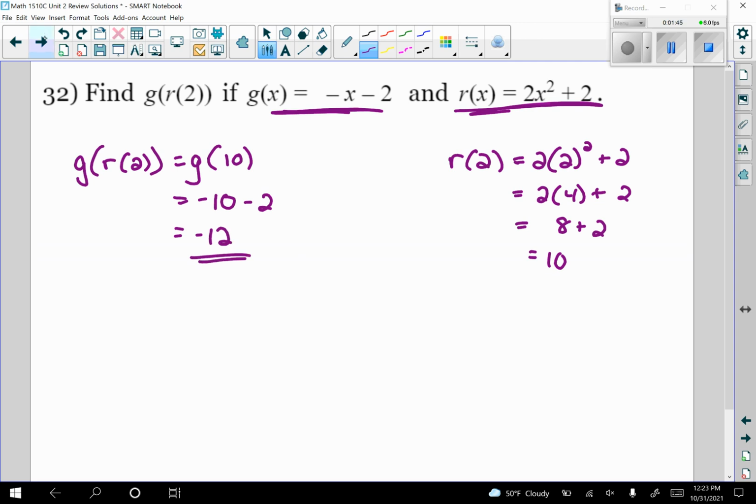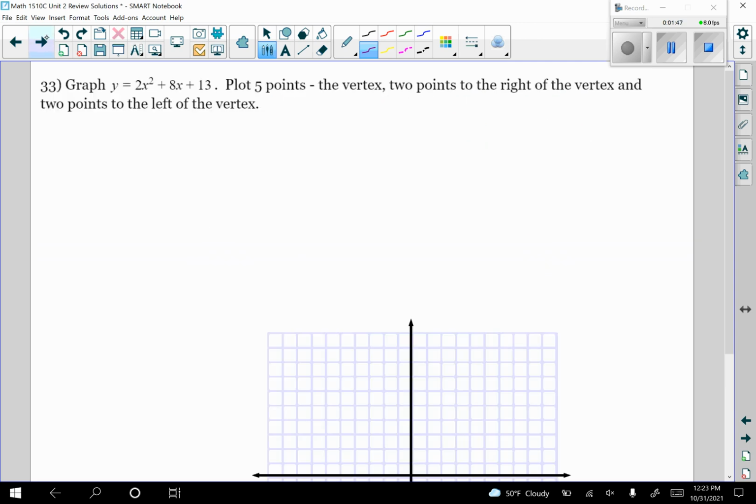All right, for 33, we want to graph again another quadratic function. However, this time it's not in vertex form. So let's find the vertex. We could do h is equal to the opposite of b over 2a. Opposite of b is -8. 2a, or 2 times a, is 2 times 2. So we get -8 over 4. So h is equal to -2.